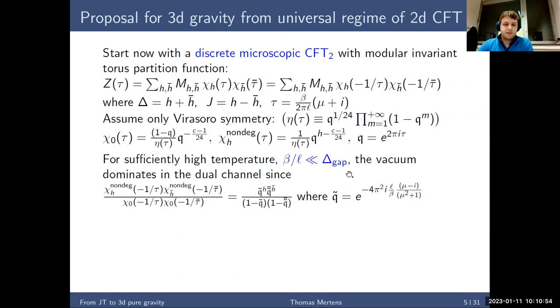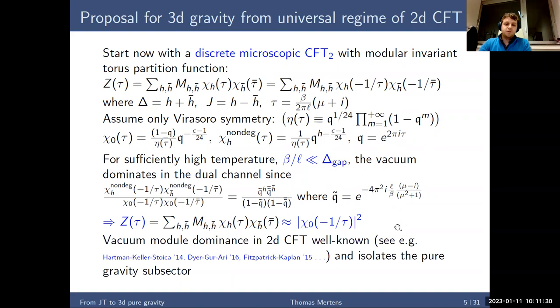In that case, the vacuum dominates in the dual channel, since you can just compute this ratio of generic non-degenerate characters in the dual channel. So with tau replaced by minus one over tau, you can consider the ratio of their contribution to the partition function compared to the contribution from the vacuum. And you find that if this inequality is true, this goes to zero. And then this total torus partition function, which was the general expression here, can be approximated in this regime by just the vacuum in the dual channel.